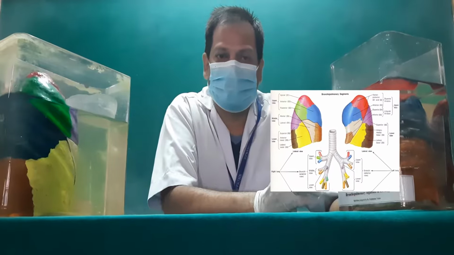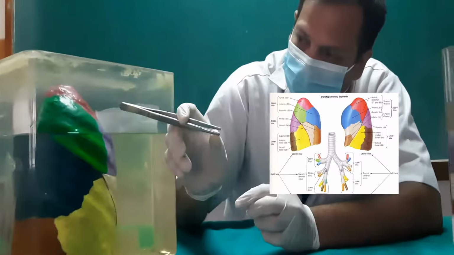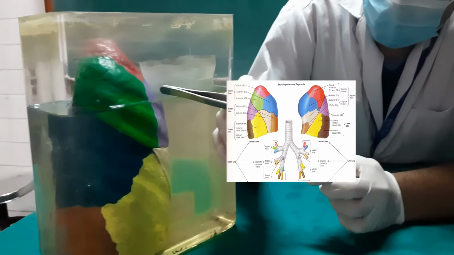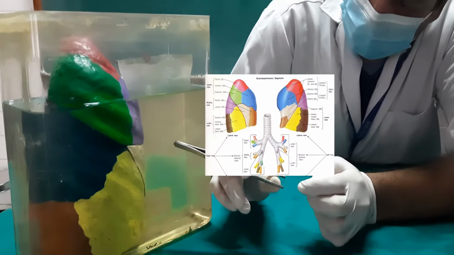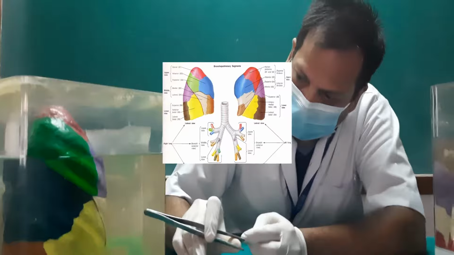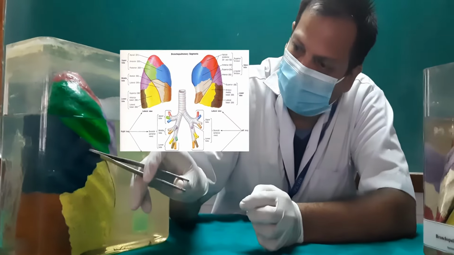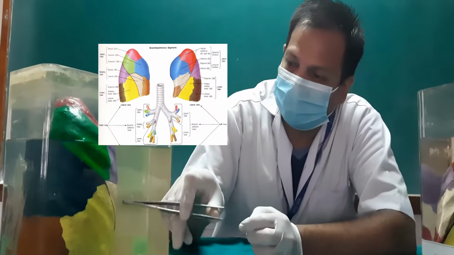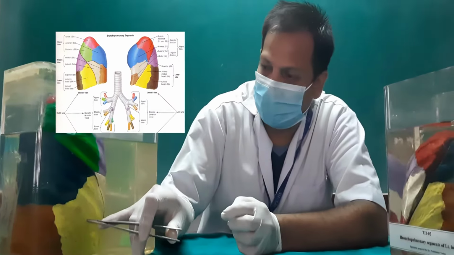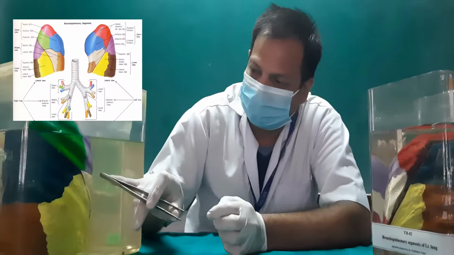So the names: in the upper lobe, the bronchopulmonary segments are the apical, anterior, and the posterior. In the middle lobe, which is wedge shaped, the medial and the lateral. And in the lower lobe, you can see the superior, anterior basal, posterior basal, medial basal, and the lateral basal. So altogether there are 10 bronchopulmonary segments on the right side and the left side.